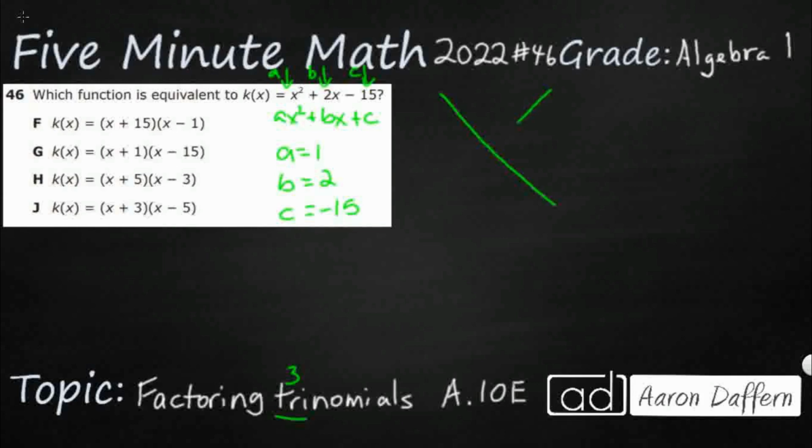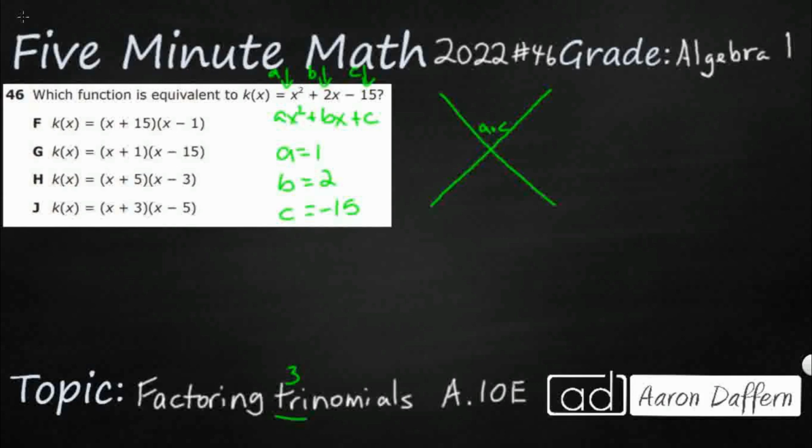Now, seeing as how our a term is 1, or just not really there, sometimes it's kind of easy to eyeball these and just try to find two factors that make negative 15 and add to 2, but I'm going to go ahead and show you the full diamond method because it works even on these simpler problems. The diamond method is very useful when your leading coefficient, that a term, is greater than 1, so it's good to get practice with it.